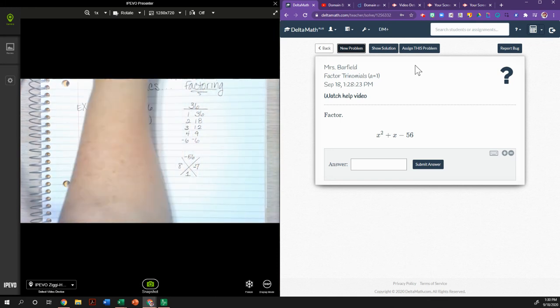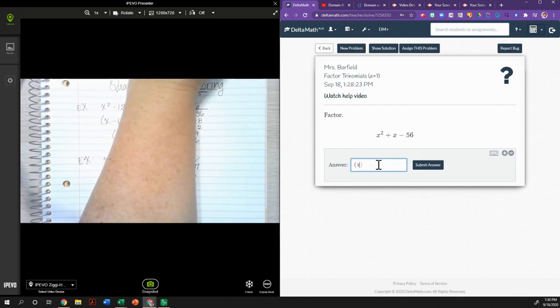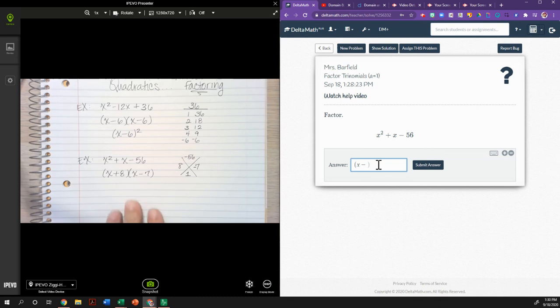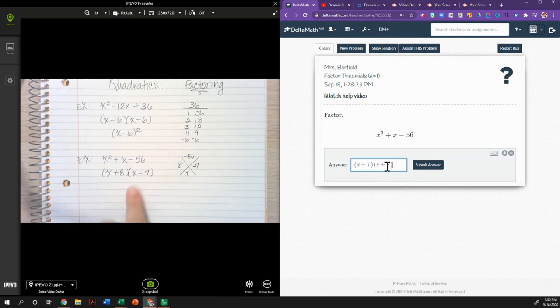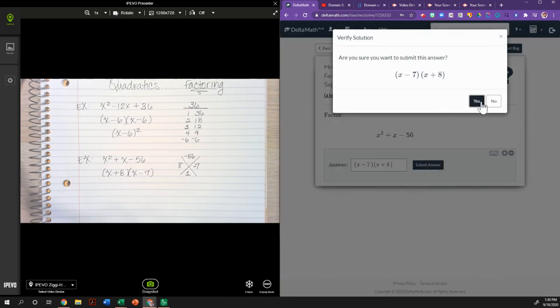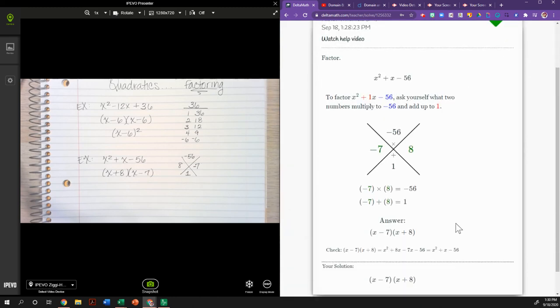So parentheses, go over here to Delta Math. So parentheses, x plus 8. Actually, let me show you. You can write x minus 7 first in Delta Math, and then x plus 8. You can reverse the parentheses and write x minus 7 first and then x plus 8. Submit my answer. Yes.